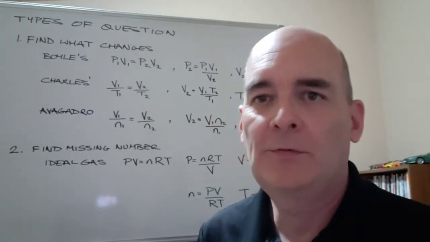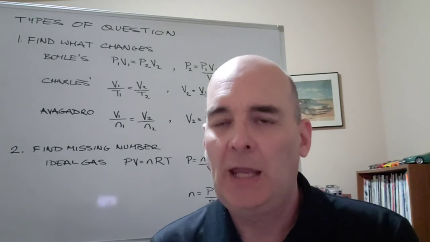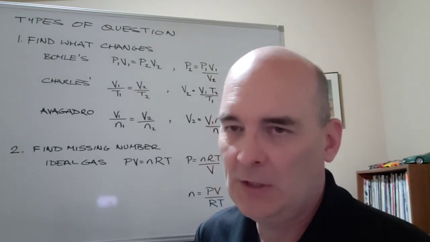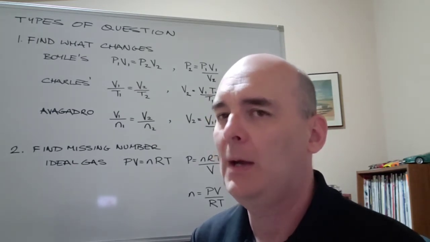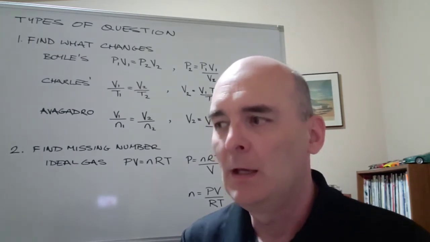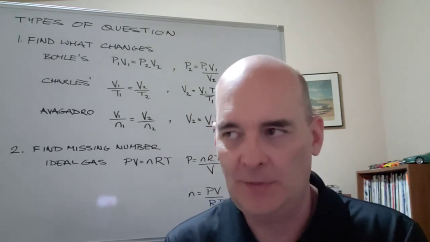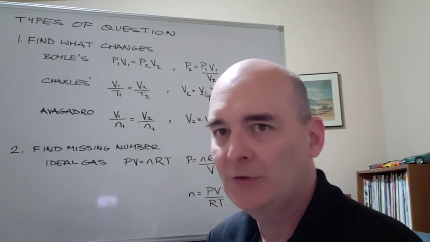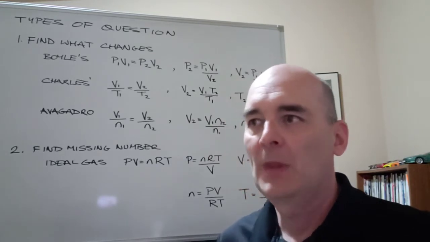Chapter 5 of this course, chapter 10 in the textbook, does contain quite a bit of math. There are several different equations, and here's how you go about applying them. Really, there are only a couple of different types of question that you're going to be asked. And the first type of question is a what-changes-when-something-happens question.